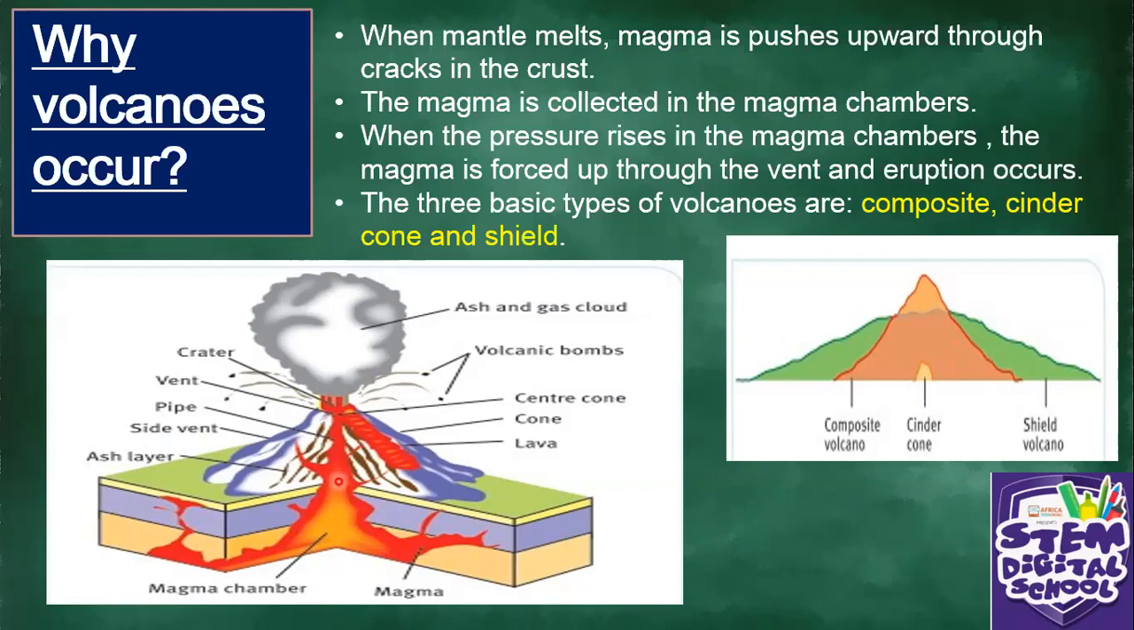This magma is collected in the magma chambers. These are chambers, so this magma is collected here or here. And then when there's too much pressure, the magma is forced up through the vent. This is the vent, the passage. It is forced up through the vent and then eruption occurs. We have the eruption now, you can see here.